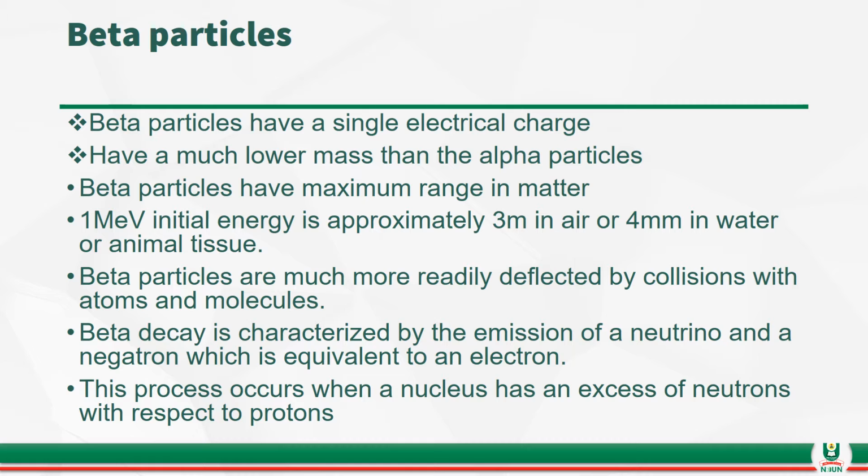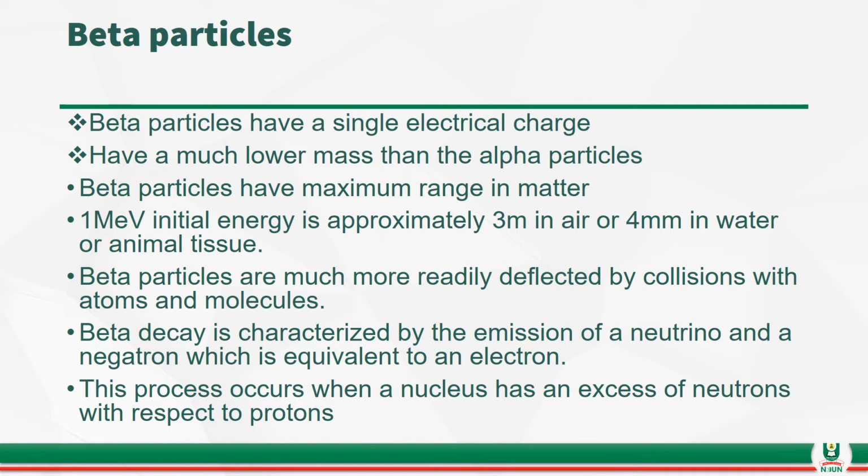Beta particles. We want to look at the features of beta particles. What are the properties of beta particles? Beta particles have a single electrical charge. Beta particles have a much lower mass compared to alpha particles. The beta particles have a maximum range in matter of 1 megavolt initial energy, which is approximately 3 meters in air or 4 millimeters in water or animal tissue.